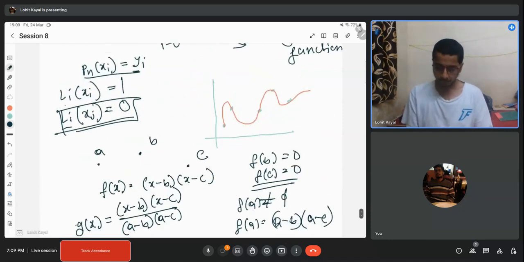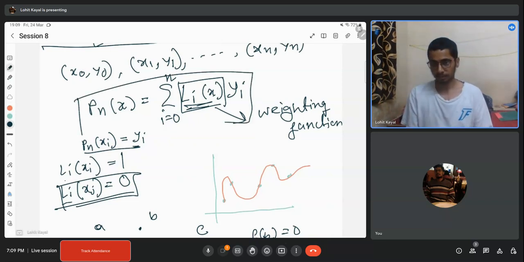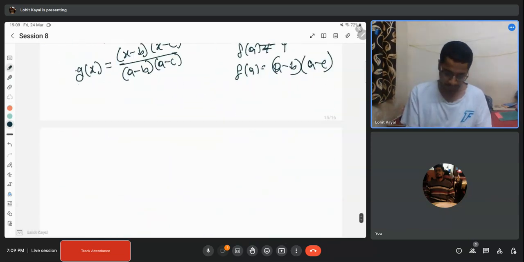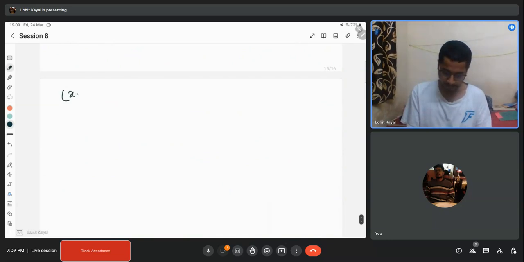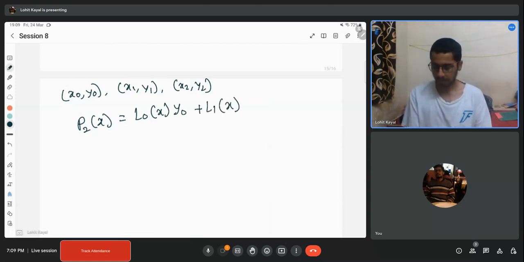The same idea we will follow here in the case of Lagrange interpolation. Suppose I have three data points. My fitting polynomial will be P2 of x. P2 of x will be equal to L0 of x y0 plus L1 of x y1 plus L2 of x y2.